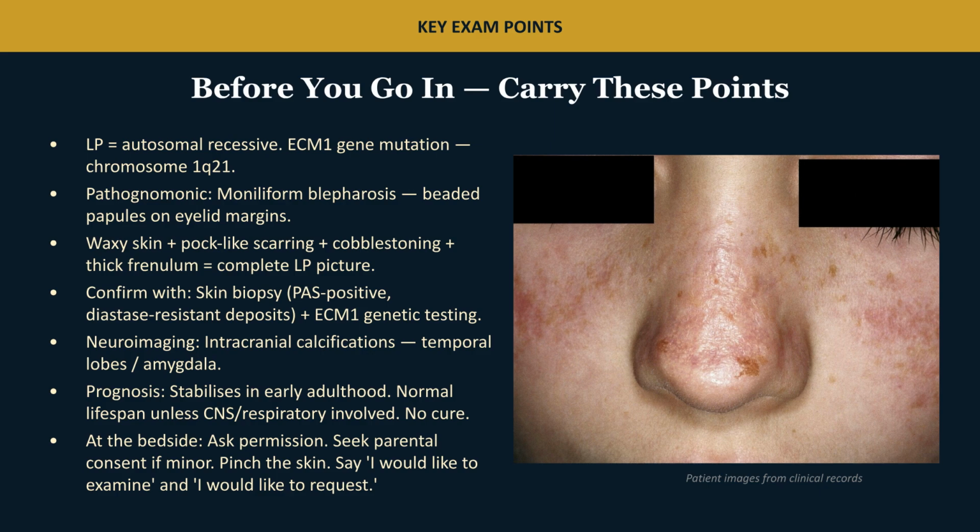At the bedside, always ask permission before approaching. If the patient is a minor, seek parental consent. Pinch the skin when infiltration is in your differentials. Say, I would like to examine, and I would like to request. Go in prepared, go in structured.